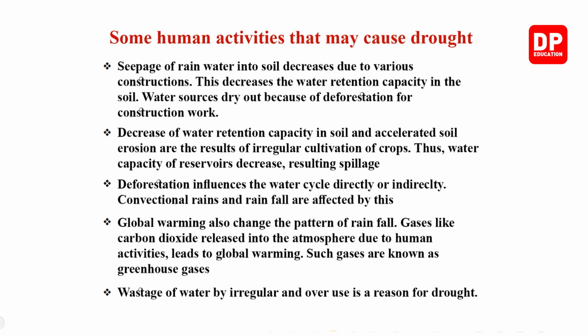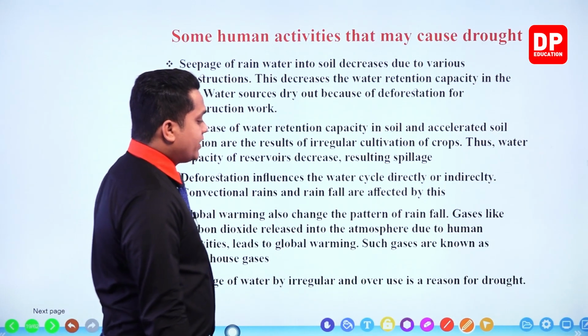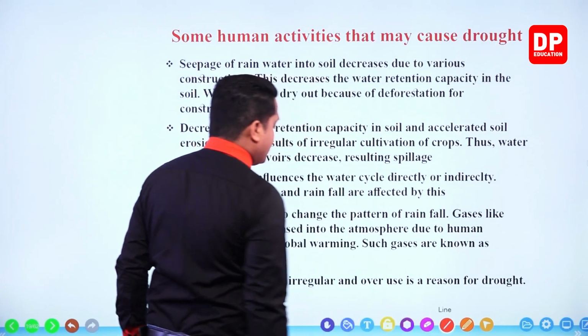So the first point given is: seepage of rainwater into soil decreases due to various constructions. This decreases the water retention capacity in the soil. Water sources dry out because of deforestation for construction works. So here you can observe several reasons.